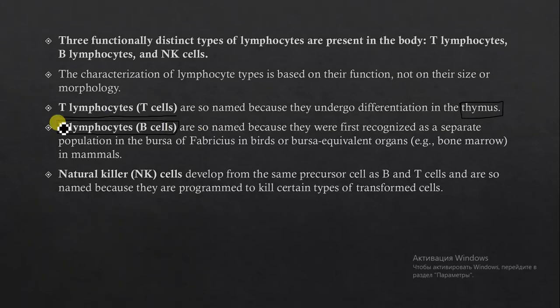And natural killer cells. Natural killer cells, by the name you can see, are killers. They can be activated especially by T cells or B cells or by macrophages, and they are programmed to kill certain types of transformed cells. So this is our first and most important anti-cancerous defense system.